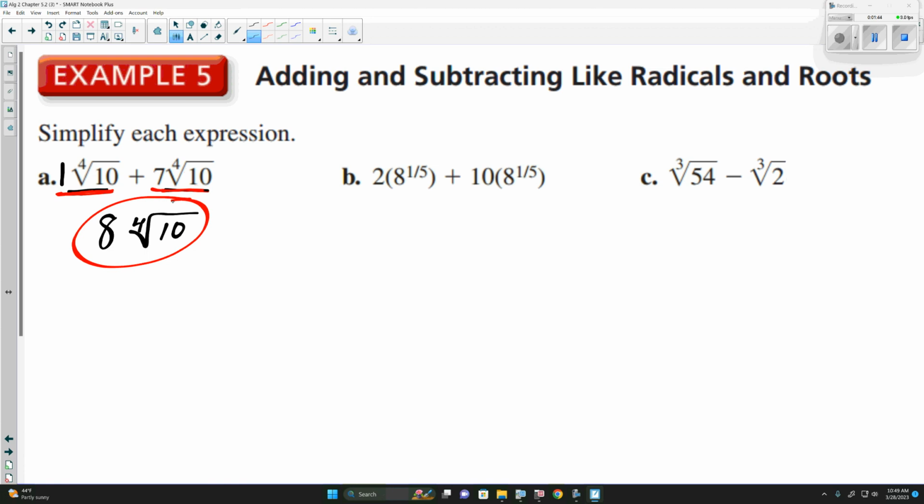Now we can also do this when we have fractional exponents, because when we look at this here, we have 8 to the 1/5 in both of these. The first one we have 2 of them, and the second one we have 10 of them. So we have 12 times 8 to the 1/5. That's it.